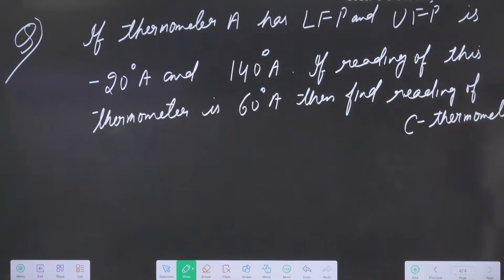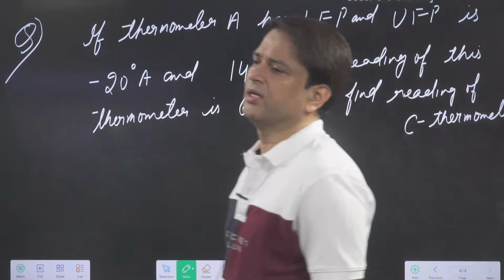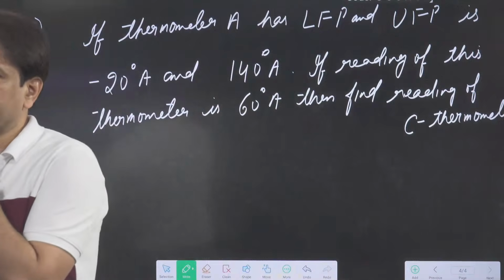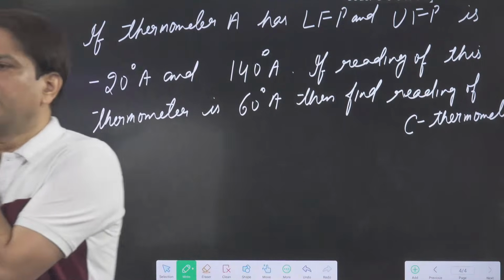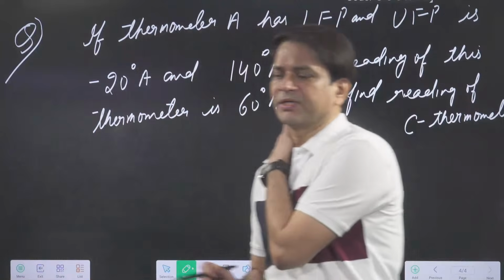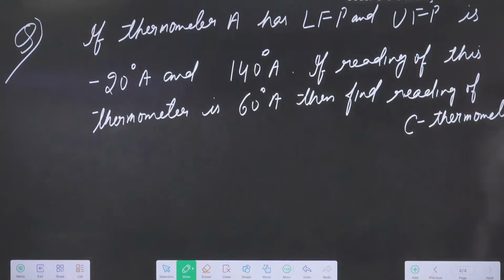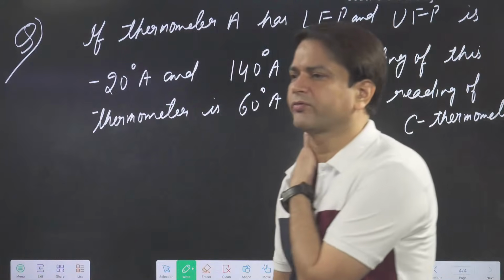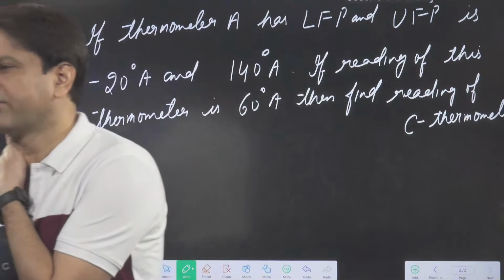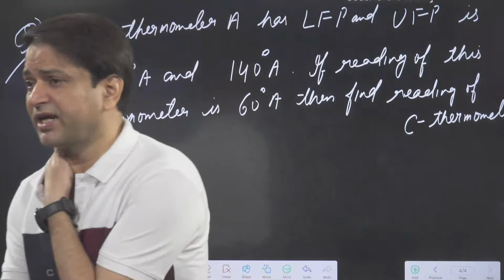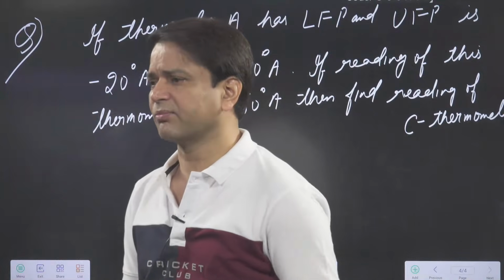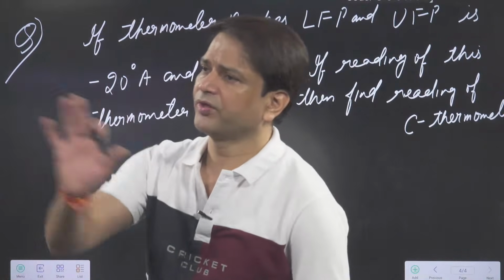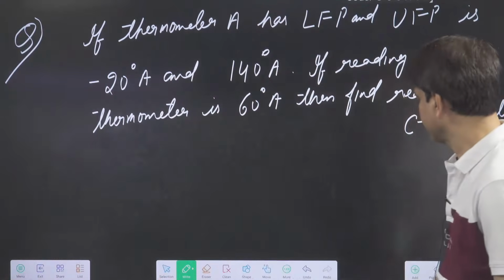So any hypothetical thermometer I'm taking A, okay. In that, I'm saying LFP is minus 20 degree A, and UFP I'm saying 140 degree A. If this thermometer measures any temperature and the reading is 60 degree A, then in Celsius scale, what will be the reading? That is a problem. Everybody got? So what I said, TSI relation, wherever we are using the two reference temperature, whether it is a hypothetical thermometer or a faulty thermometer, we can use the TSI relation, okay.